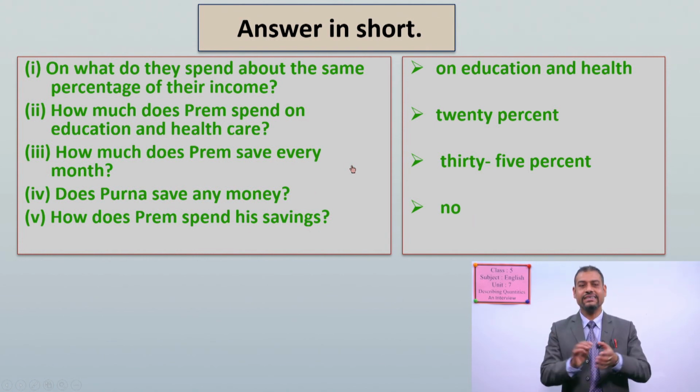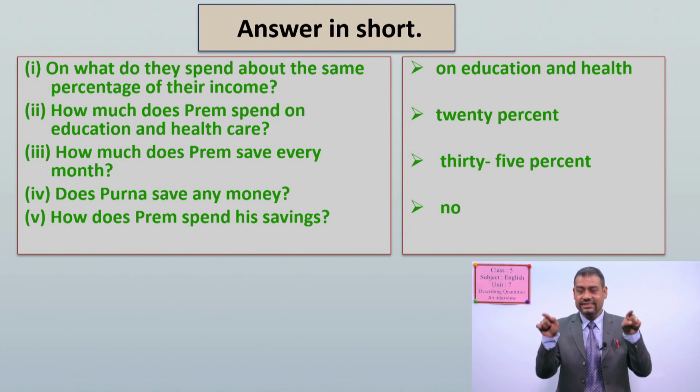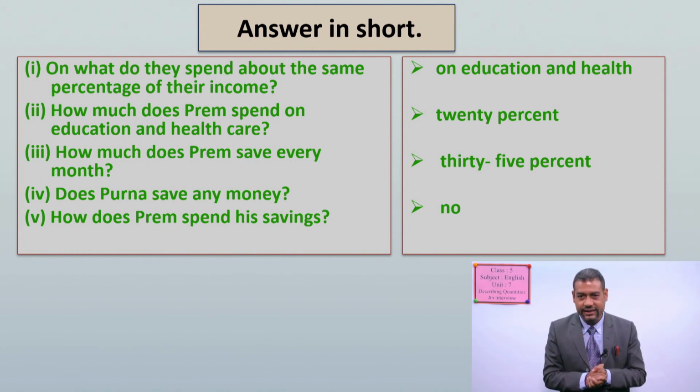See, he clearly says that he spends 80% on food and clothes, 10% on education, and 10% on healthcare. That's 100%. It means all his income is spent. Okay? That's why he has no saving. That's why your answer should be no saving. And if you want to write in a complete sentence, you can say, no, Purna does not save any money because he spends all his income on food and clothes, education, and healthcare.